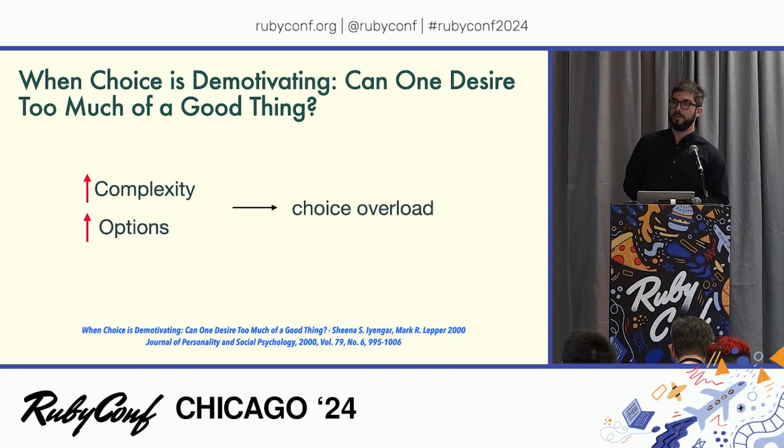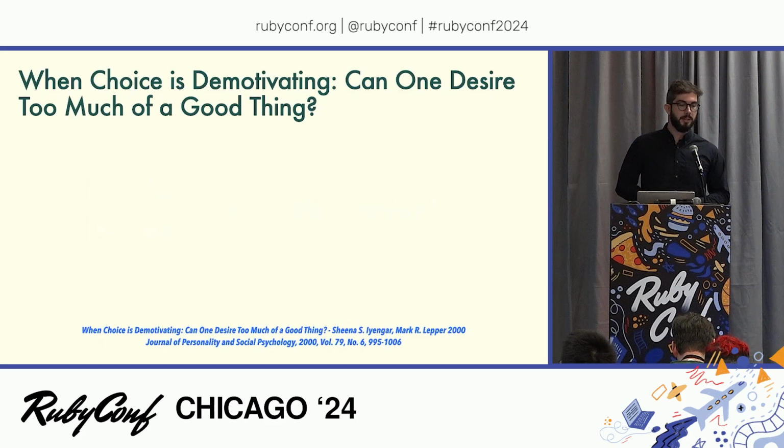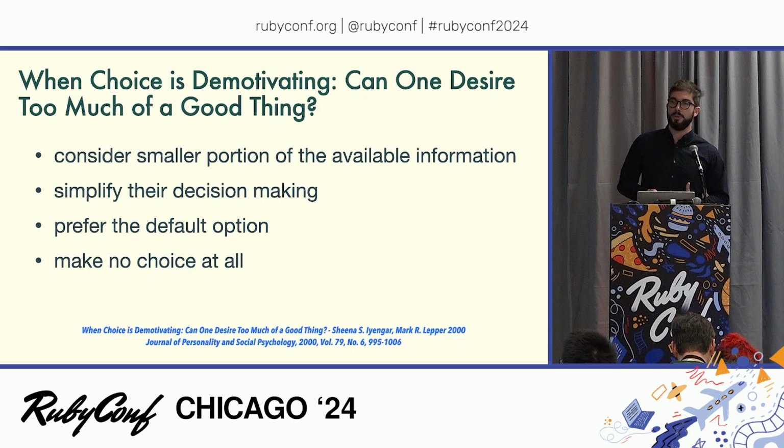You have a risk of inducing something called choice overload, which is essentially when the effort to make the decision has become so high that people are going to start cutting corners to make the decision. They might consider a smaller portion of the information that's available because processing everything requires too much effort. They might simplify their decision-making process, or they might try to eliminate the effort completely by just preferring whatever's the default or making no choice whatsoever.